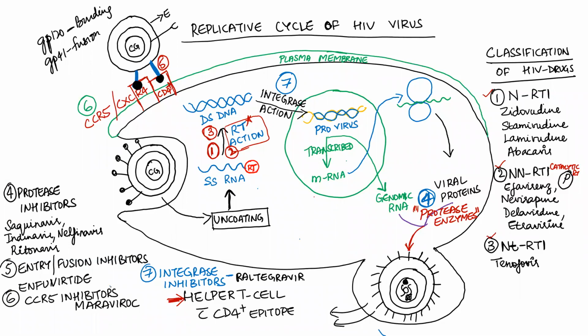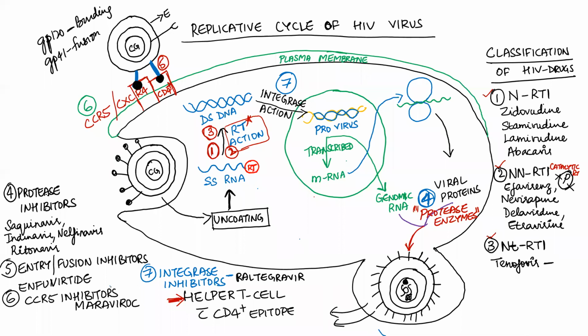Right. So let us look at the classification of the HIV drugs again. We have nucleoside reverse transcriptase inhibitors that act at the level of the reverse transcriptase: zidovudine, stavudine, lamivudine, abacavir. Then we have non-nucleoside reverse transcriptase inhibitors. They act particularly at the catalytic site of the reverse transcriptase, and they don't require phosphorylation to an active form. The drugs are efavirenz, nevirapine, delavirdine, etravirine, and there are other drugs also. Then we have nucleotide reverse transcriptase inhibitors. They have just one drug, and that is tenofovir.